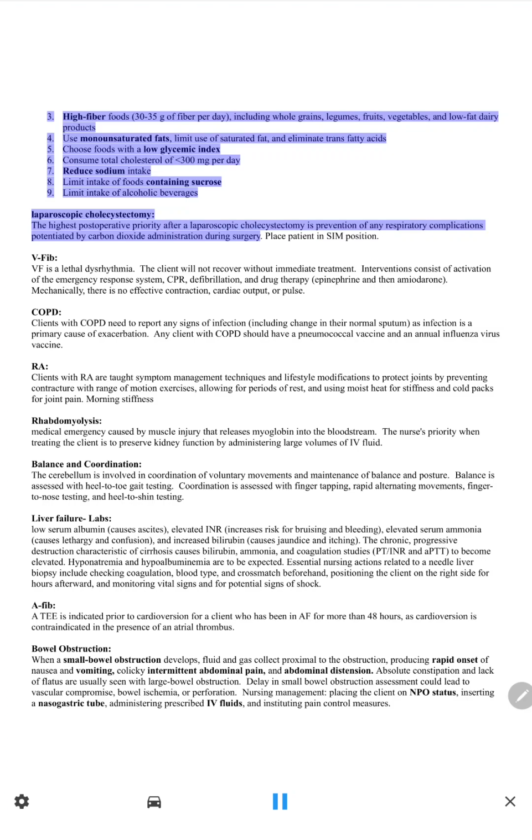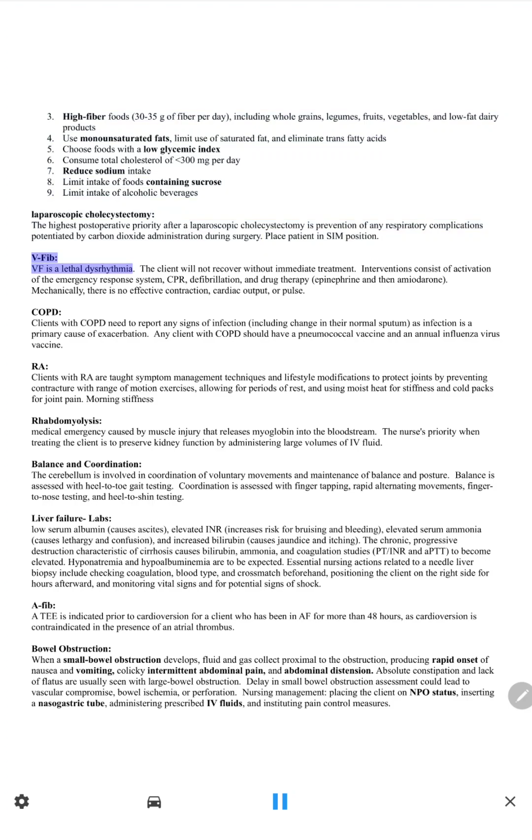Laparoscopic cholecystectomy. The highest postoperative priority after a laparoscopic cholecystectomy is prevention of any respiratory complications potentiated by carbon dioxide administration during surgery. Place patient in SIM position.